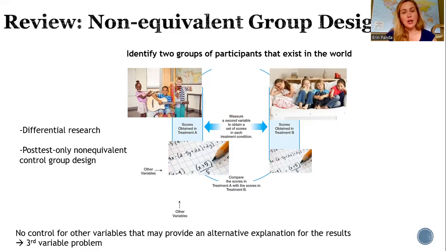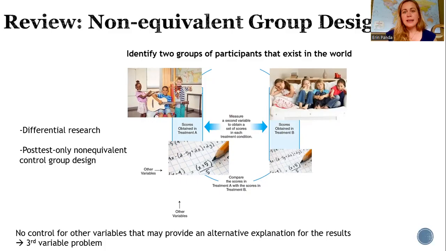So for example, it could be that families that can afford to have their kids in music lessons are also the families that can afford tutoring or have the education and emotional capacity to sit with their kids every night and do math homework with them. So we call this socioeconomic status, how much money and education is in the home.